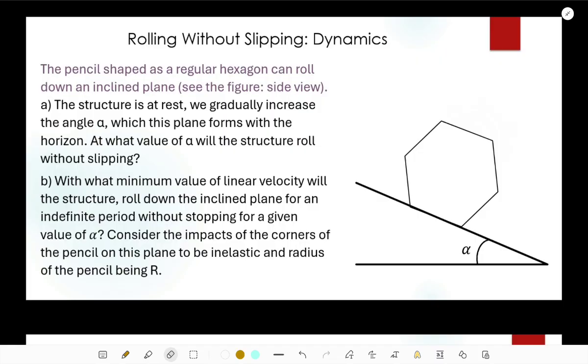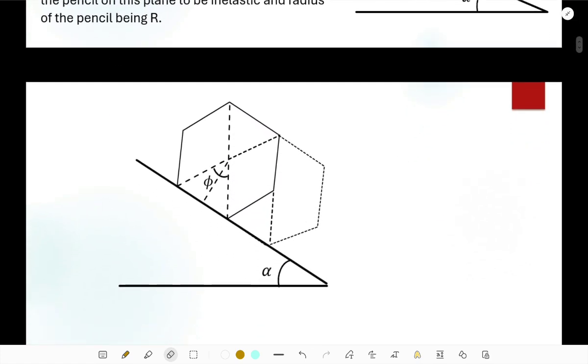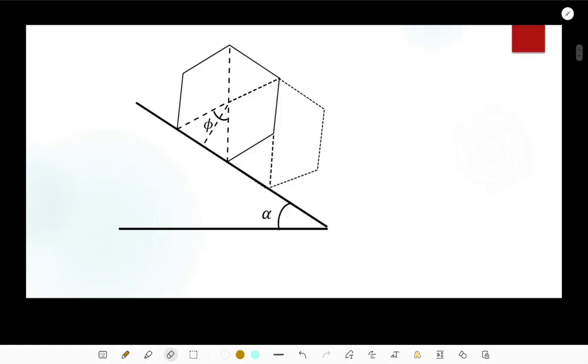We are going to solve one by one. Let's take the first part, and to solve the first part and second part of the problem, I have drawn a picture. If you can see here, the structure will roll at an angle such that the center of mass, which I guess is here, is above the support point A, or to the right of it.